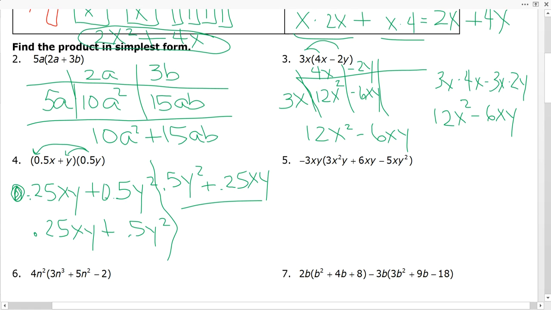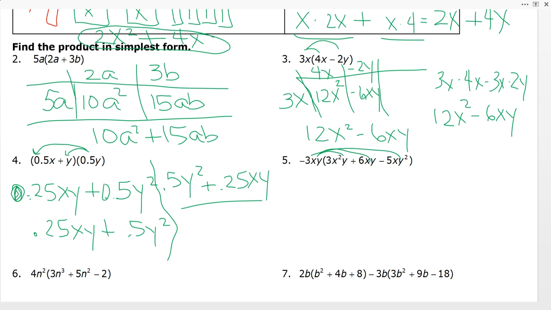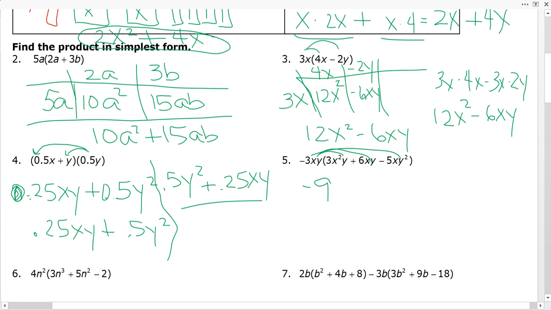Okay, and then we just get into bigger monomials, but we're still distributing. And if you want to make that chart, I certainly understand, but I'm not going to. I'm just going to multiply. So -3 times 3 is -9, and I have 3 x's and 2 y's. And then -3 times 6 is -18, and I have 2 x's and 2 y's. And -3 times 5 is +15, and I have 2 x's and 3 y's.